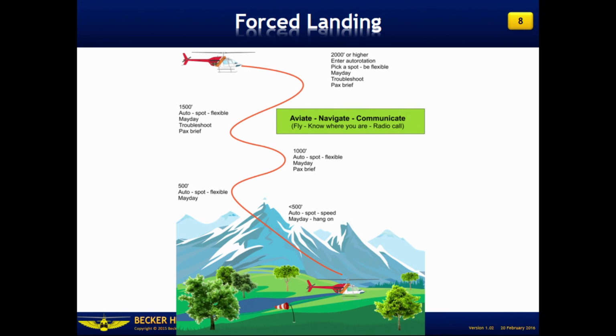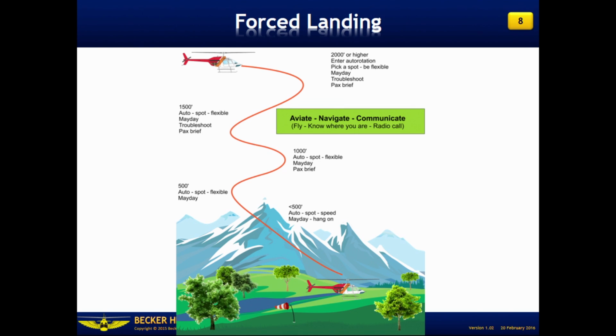And it takes 1.5 seconds to realise that you got something wrong. It takes another 1.5 seconds to do something about it. Say another 5 seconds to get yourself established. Say another 5 seconds to do some descent on the ground. So, below 500 feet, just enter autorotation. If you get a mayday call out, good on you. If you can't, focus on the flying. 1,000 feet, should be able to enter auto, make a spot. You should be able to do a mayday call.